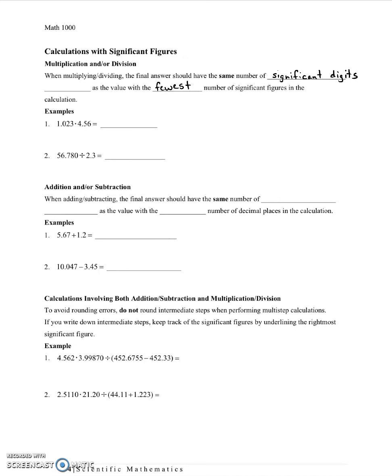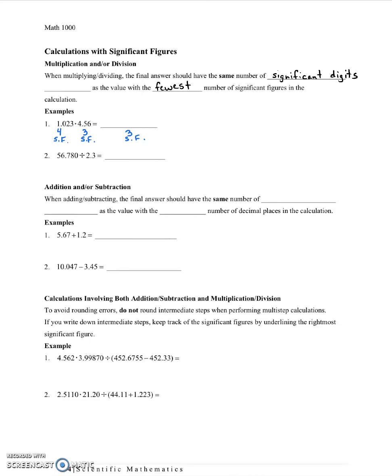So for example, if we look at 1.023 times 4.56, 1.023 has 4 significant figures. I'm just going to write SF. And 4.56 has 3 significant figures. So that means our answer should have 3 significant figures.